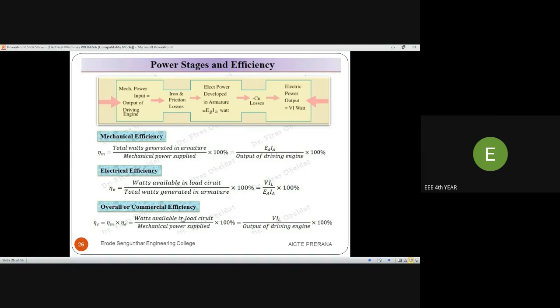The various power stages and efficiency of a DC generator. The mechanical power input to the DC generator is the output of the driving engine. After eliminating the iron and friction losses, we get the electrical power developed in the armature winding. After eliminating the copper losses, we get the actual electrical power generated in the DC generator.